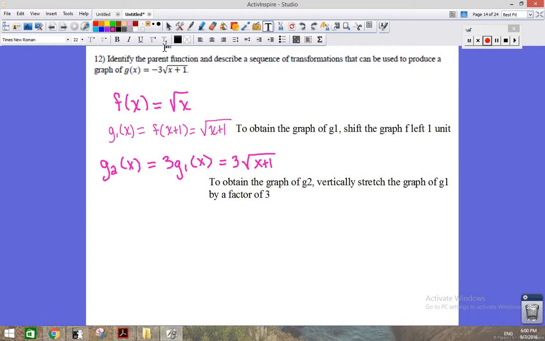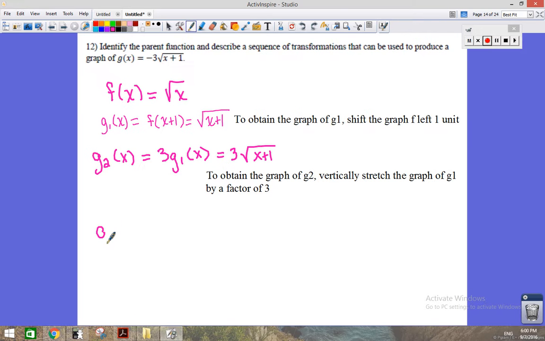Alright, so now let's take care of this minus sign. Our final graph that we're going to call G is to take the opposite of the output of this function that we've called g sub 2. So what that looks like, if g sub 2 is this 3 times the square root of the quantity x plus 1, this is negative 3 times. So I've taken this parent function that was the square root, and I've built it through transformations to this final graph that we're interested in, this negative 3 square root of x plus 1.